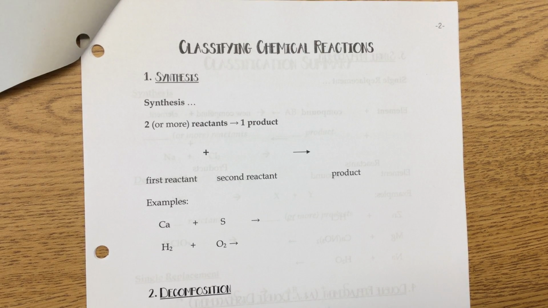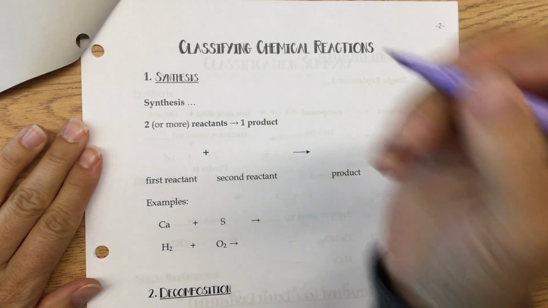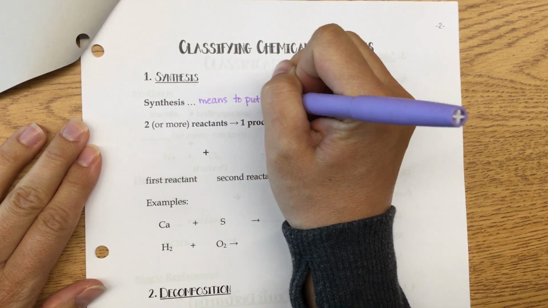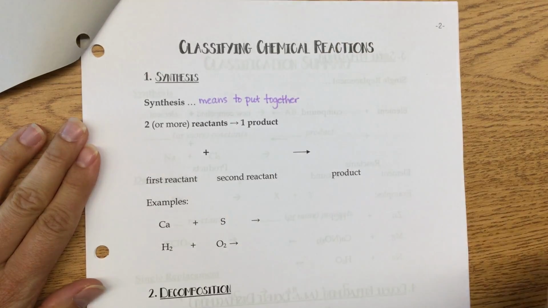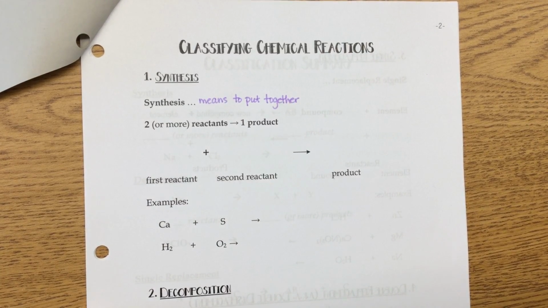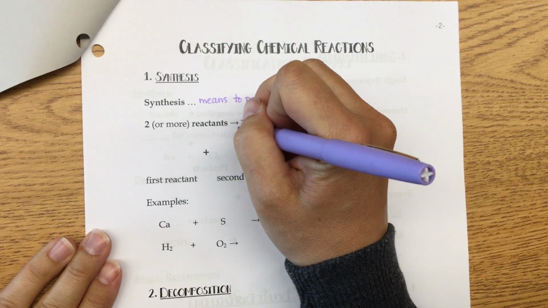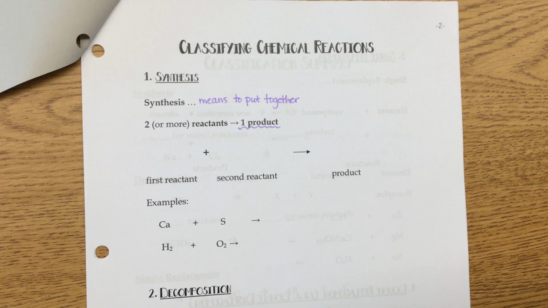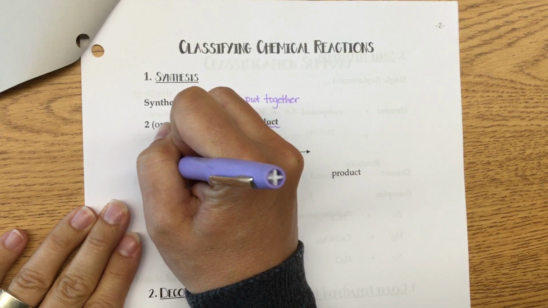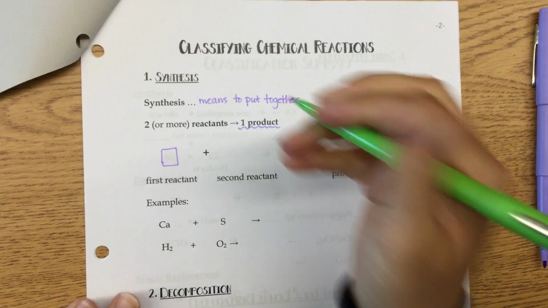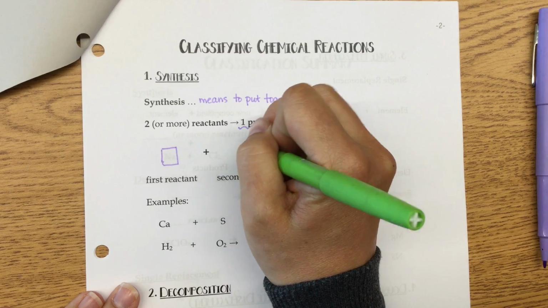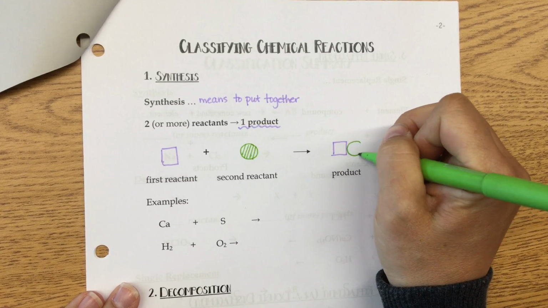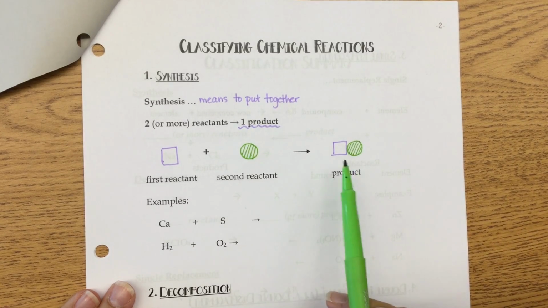Okay, so first off, synthesis reactions. Okay, so synthesis means to put together. And the key for a synthesis reaction, or how you can tell, is that it only has one product. Okay, so in the video they use the example of A plus B makes AB. So you have your first reactant, then you have your second reactant, and then together they make a product. One product, just one product, okay?